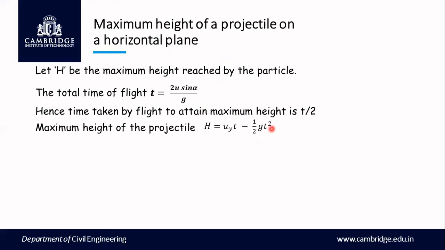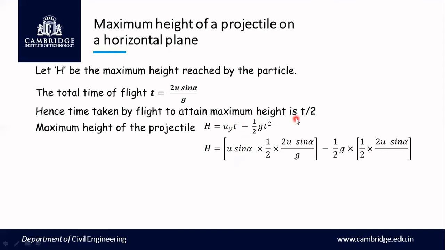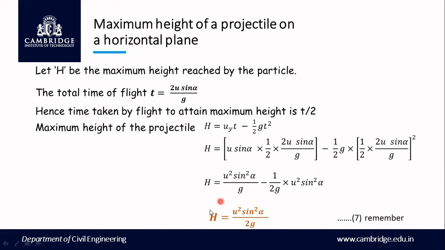So same condition, s is equal to ut plus half gt square. In the same condition, I'm going to take the height since height is affected by the gravity. So h is equal to, I'm going to substitute uy, that is u sine alpha, into the time. I'm going to take it as half of the time since I'm calculating the maximum height. So this time I've substituted as half of this time of flight minus half g into, again this time should be substituted as half of this whole time of flight, whole square. So upon solving this, h is equal to u square sine square alpha by g minus half u square sine square alpha by g. So h is equal to u square sine square alpha by 2g. So this is the equation for maximum height reached by the projectile on a horizontal plane.